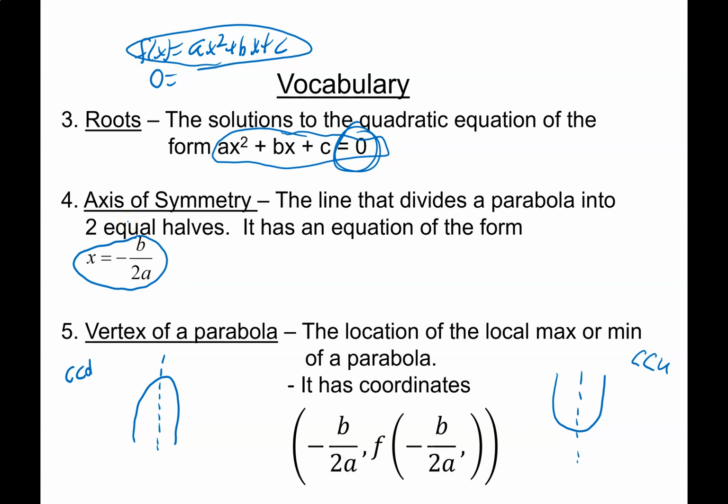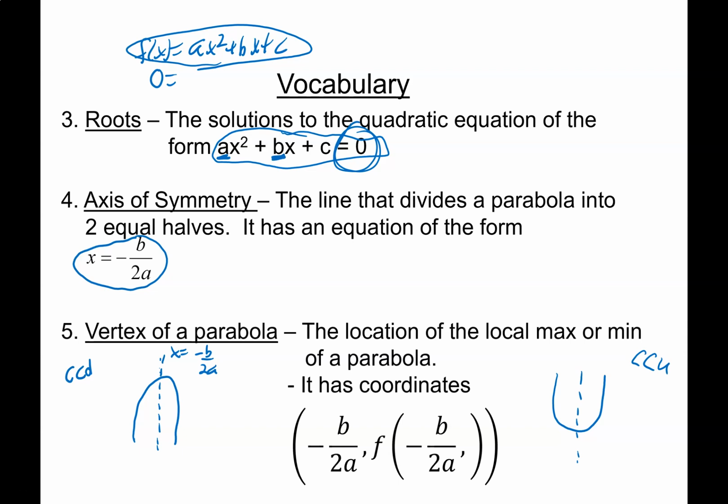You say, well, what's the b? What's a? B is the coefficient in front of your x term. A is the coefficient in front of your x squared term. So that will be the equation of that line. Again, anytime you have a vertical line like that, it's always x equals some number.